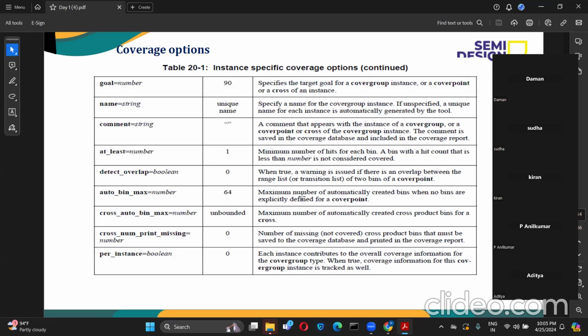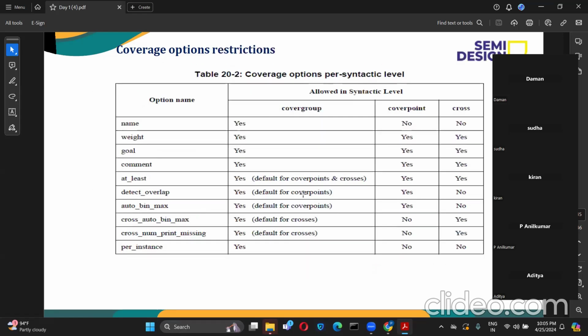Code and check how it will behave. Okay. We have some coverage option restrictions, meaning which coverage option we can use in a covergroup, can we use in a coverpoint, can we use in a cross. There is a table. You guys can self-explore this: in covergroup what is allowed, in cross what is not allowed, in coverpoint what is not allowed. So just keep it in your mind. These are not that important. If you have the knowledge, that's it.